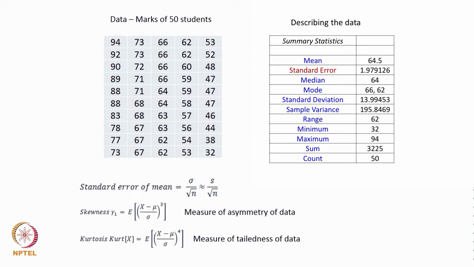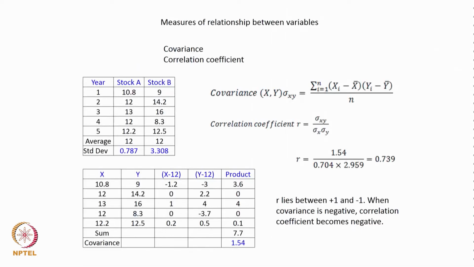So, given a set of numerical data, we can calculate all these summary statistics, which can also be done through Microsoft Excel or any other software that can help you generate these summary statistics. Now, let us also look at measures of relationship between variables. Now, we go back to the same example of the stock. So, again 2 stocks A and B are given. The returns for the 5 years are given for both A and B.